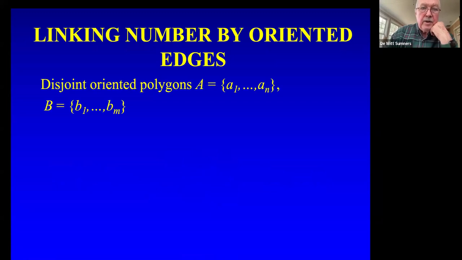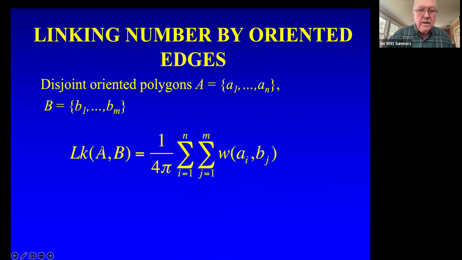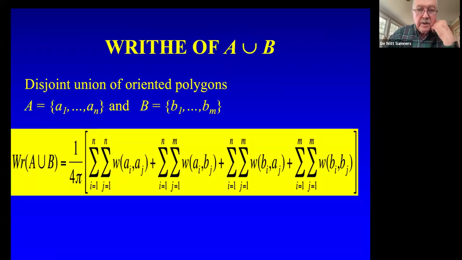You can compute the linking number by edges the same way. Suppose you've got 2 disjoint oriented polygons, A_1 through A_N, that's A. B is B_1 through B_M. The linking number of A, B, you simply can look at A_I against B_J for all I and J, add them all up, and that gives you the linking number, which is a topological invariant. The writhe isn't. It's an invariant of geometry, but it's related to the linking numbers, I'll say in a minute.